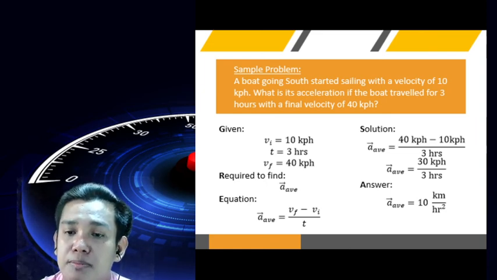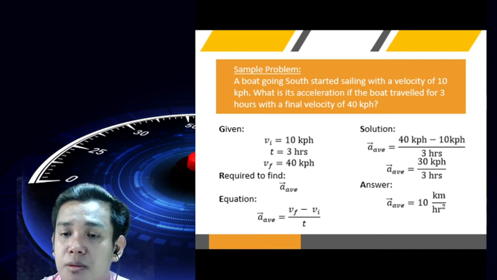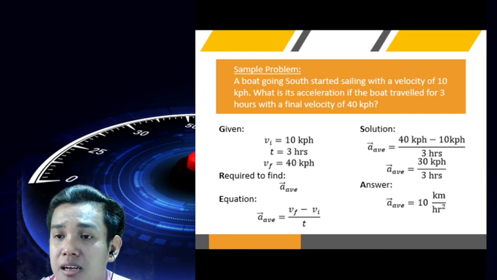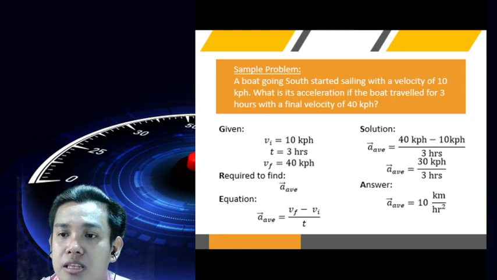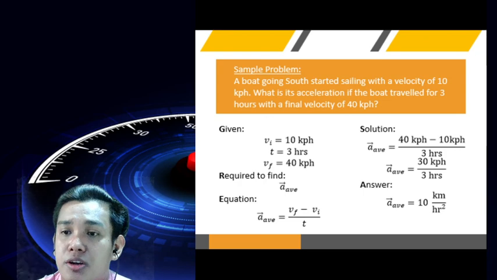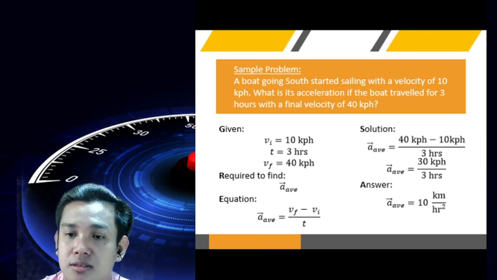So, ano yung hinahanap natin? Acceleration, the average acceleration. Okay, so V sub F minus V sub I over time. So 40 km per hour minus 10 km per hour is 30 km per hour. Divide by the 3 hours. Okay, then 30 km per hour divided by 3 hours. Okay, the answer is 10 kilometers per hour squared.